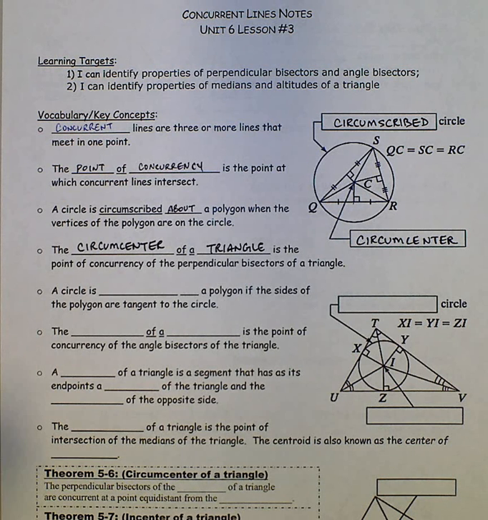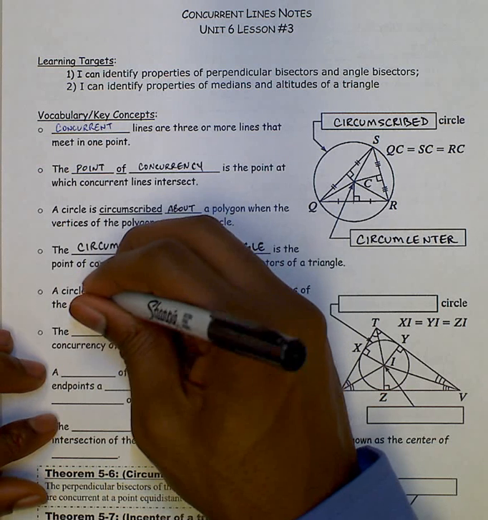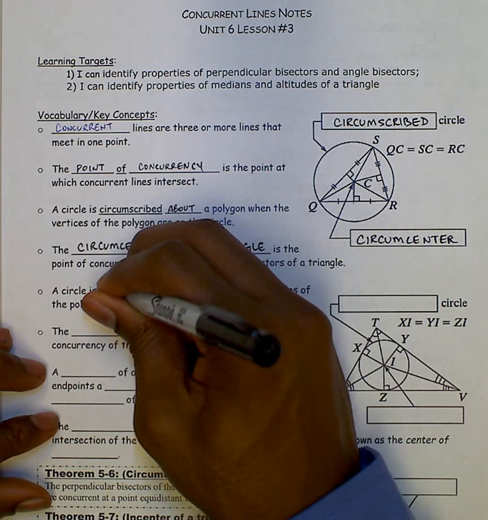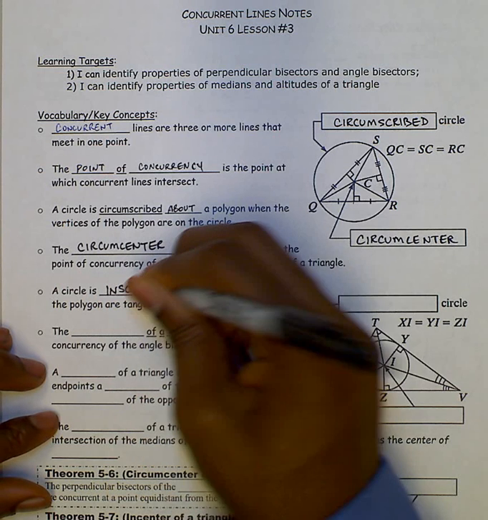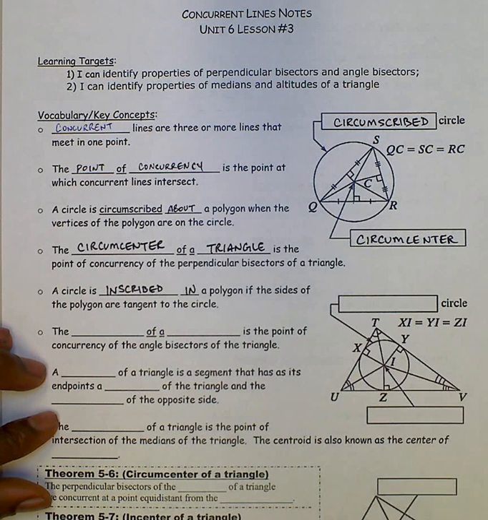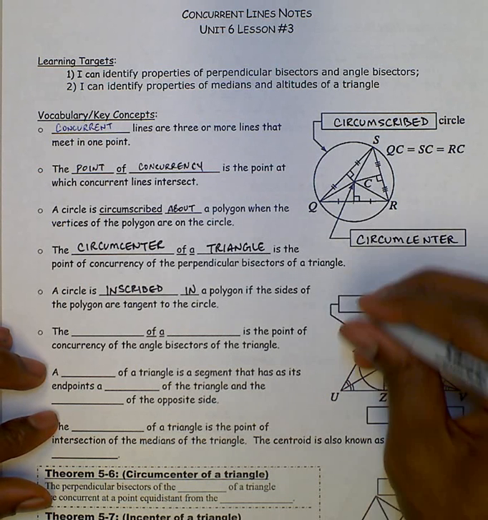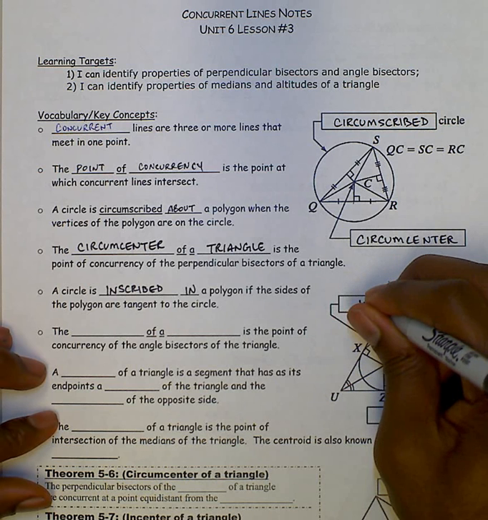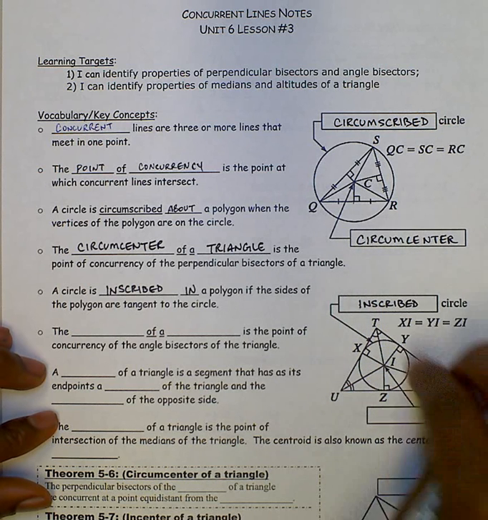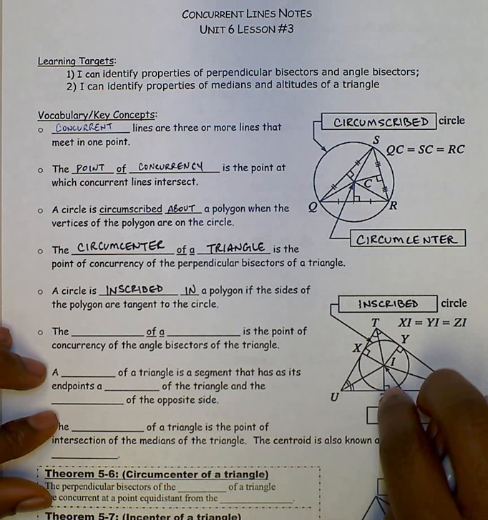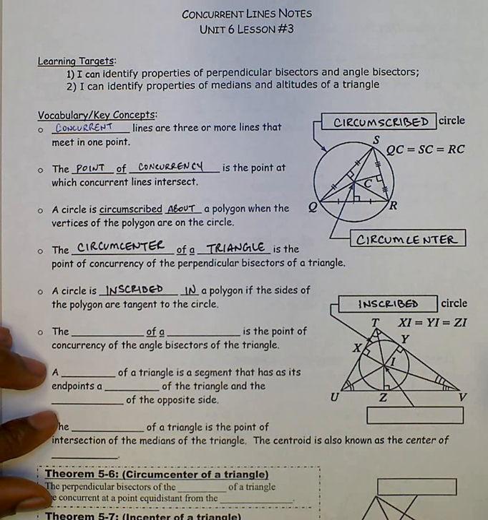Okay, going to the next thing, a circle is inscribed in a polygon if the sides of the polygon are tangent to the circle. That just means that it touches one time. So here on the right side is an inscribed circle. Okay, we have a triangle. This circle touches just one time, doesn't go outside, touches just once.